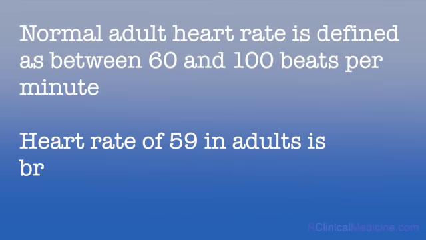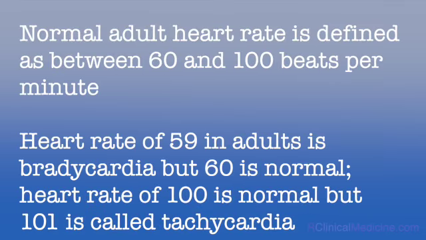Before going into the electrocardiogram tracing of atrial activities, a few points. Normal heart rate is defined as rate between 60 and 100 per minute. That means heart rate 59 is bradycardia, but 60 is normal. Heart rate 100 is normal, but 101 is called tachycardia.